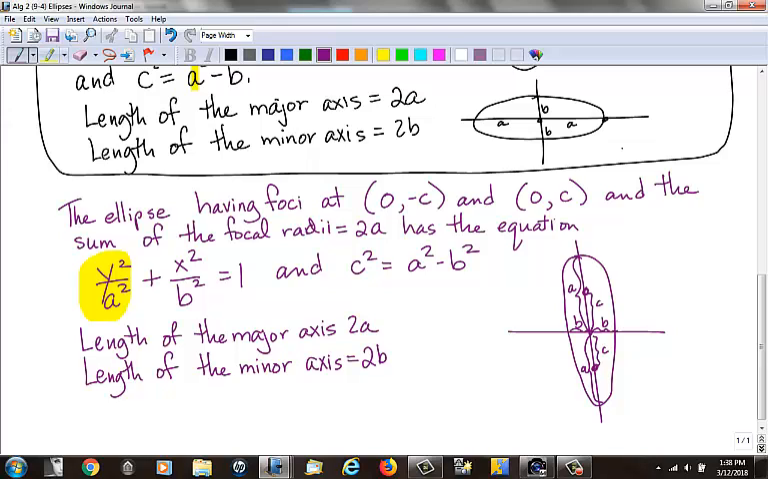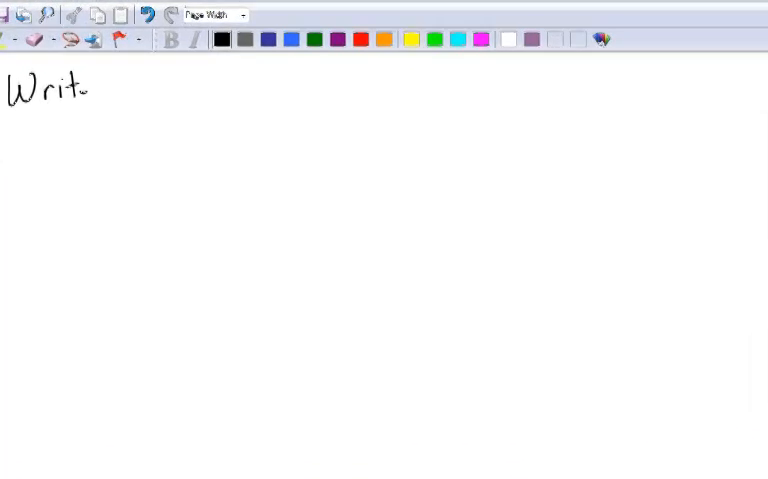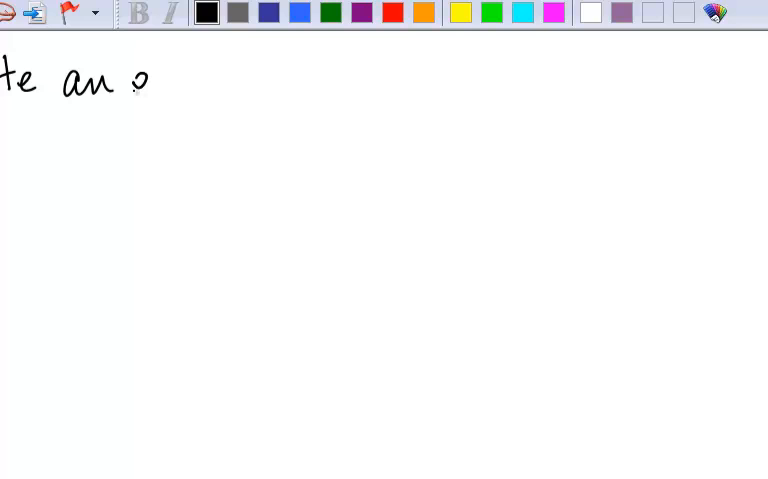Okay, so they will give you some problems now. Say it asks you to write an equation for an ellipse.